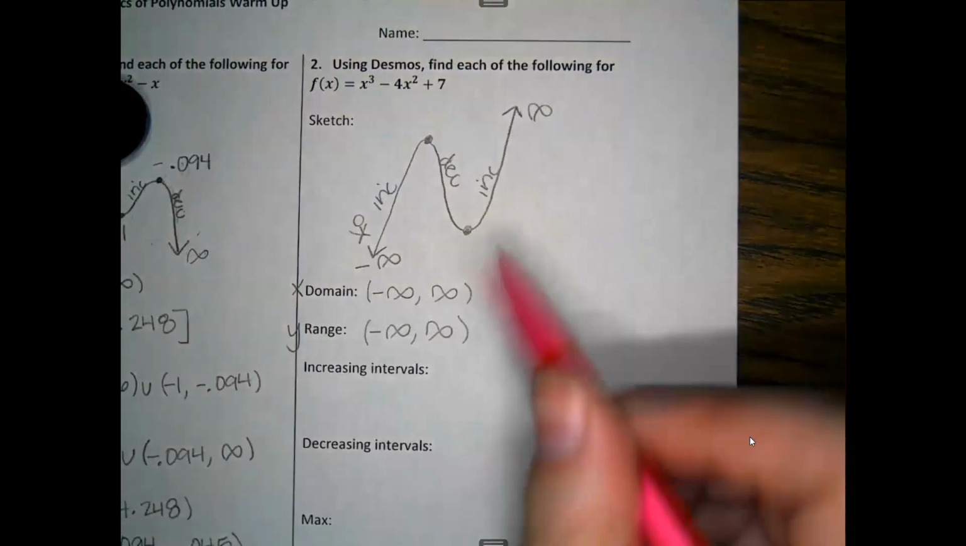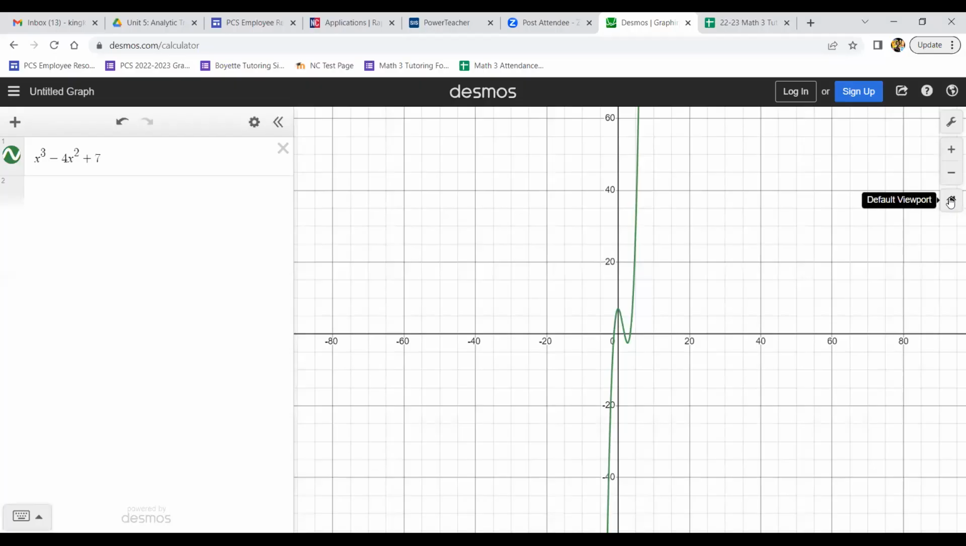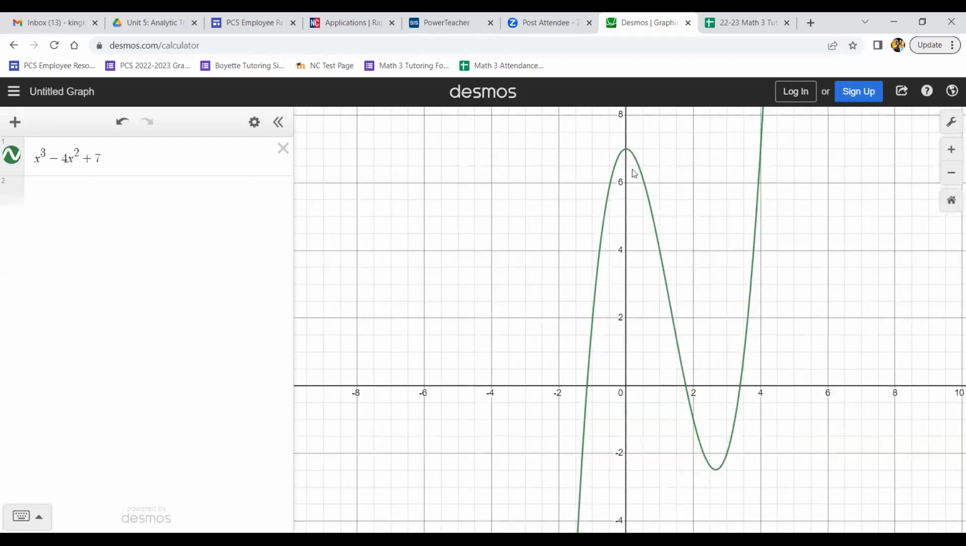Okay, and then we need these other two X values. So let's look at Desmos. And I'm gonna zoom back in to normal. Okay, so we have an X value right here and an X value right there. So we have an X value of 0 and an X value of 2.667.